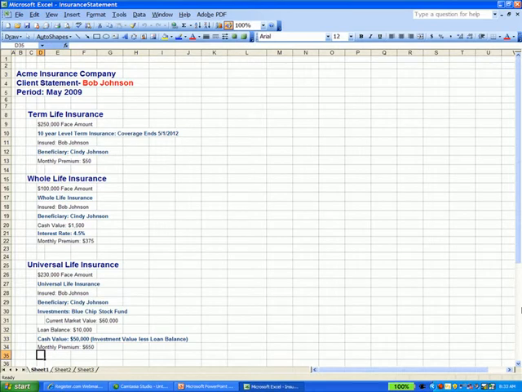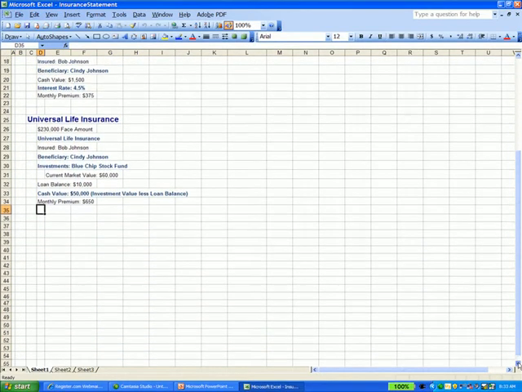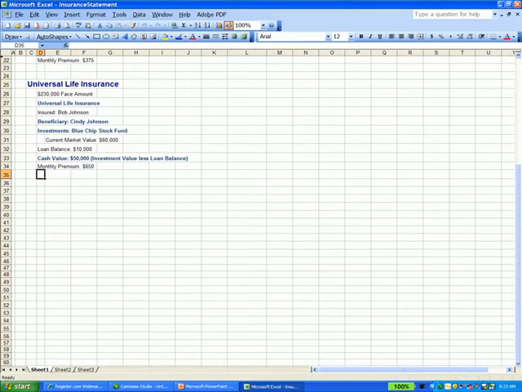Flipping back to Excel here, we look at universal life at the bottom of the page. There's a $230,000 face amount, which, like the other policies, is the death benefit you get should you pass away. The insured is Bob Johnson. That's whose life we're insuring. The beneficiary is his wife, Cindy. But here's what's different. In this case, we are sending dollars into something akin to a mutual fund. I called it the Blue Chip Stock Fund. So some of our insurance premiums are going into an investment vehicle.